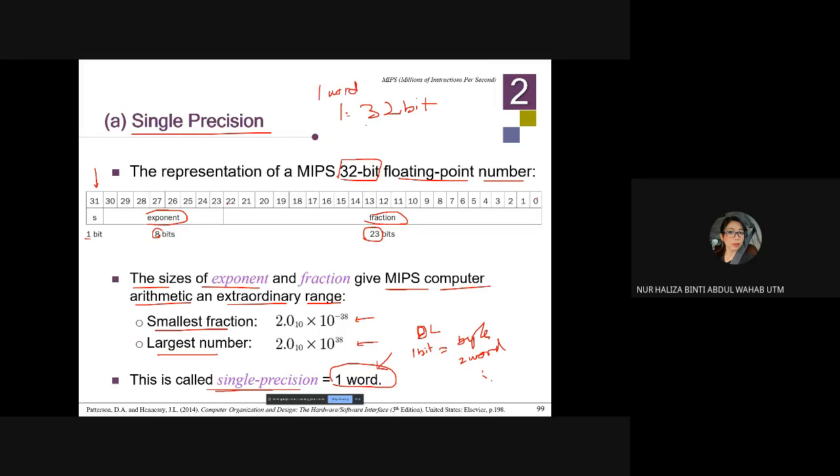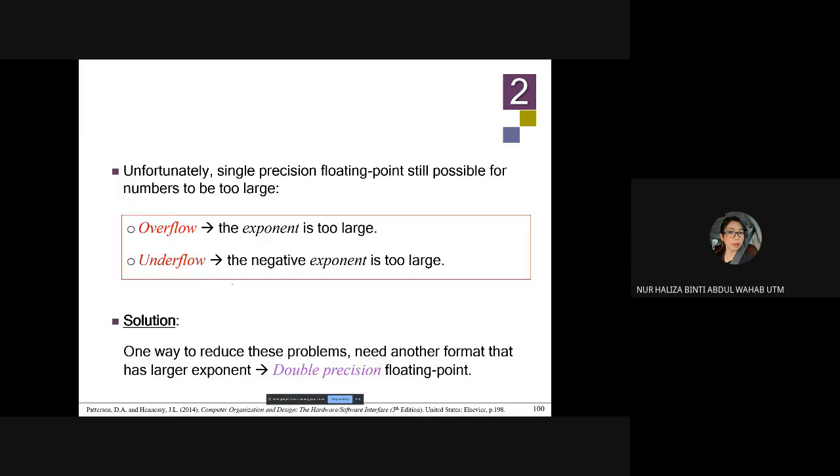So one word is equal to 32 bits. It's called single precision. So the size of the exponent, we take a look into. Unfortunately, with single precision floating point it is still possible for a number to be too large. So overflow is when the exponent is too large. Underflow is when the negative exponent is too large.